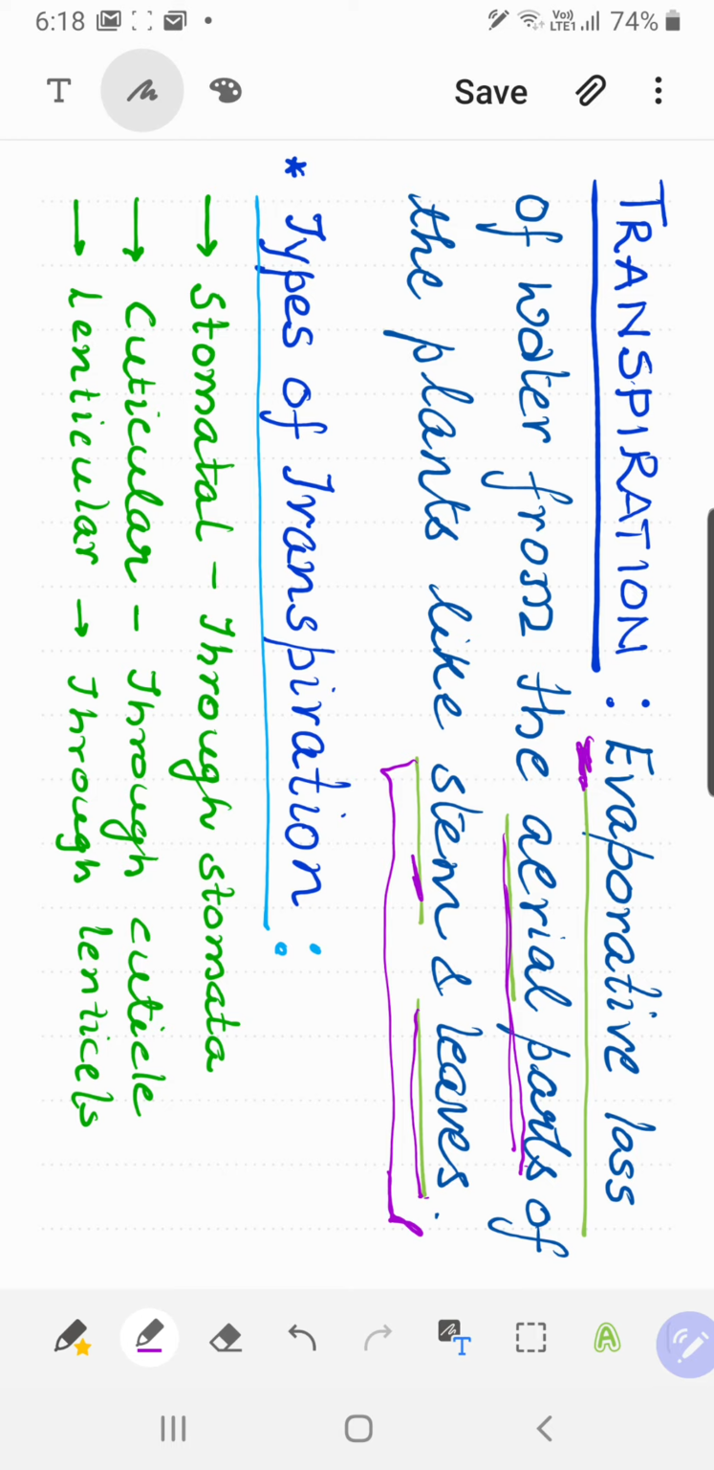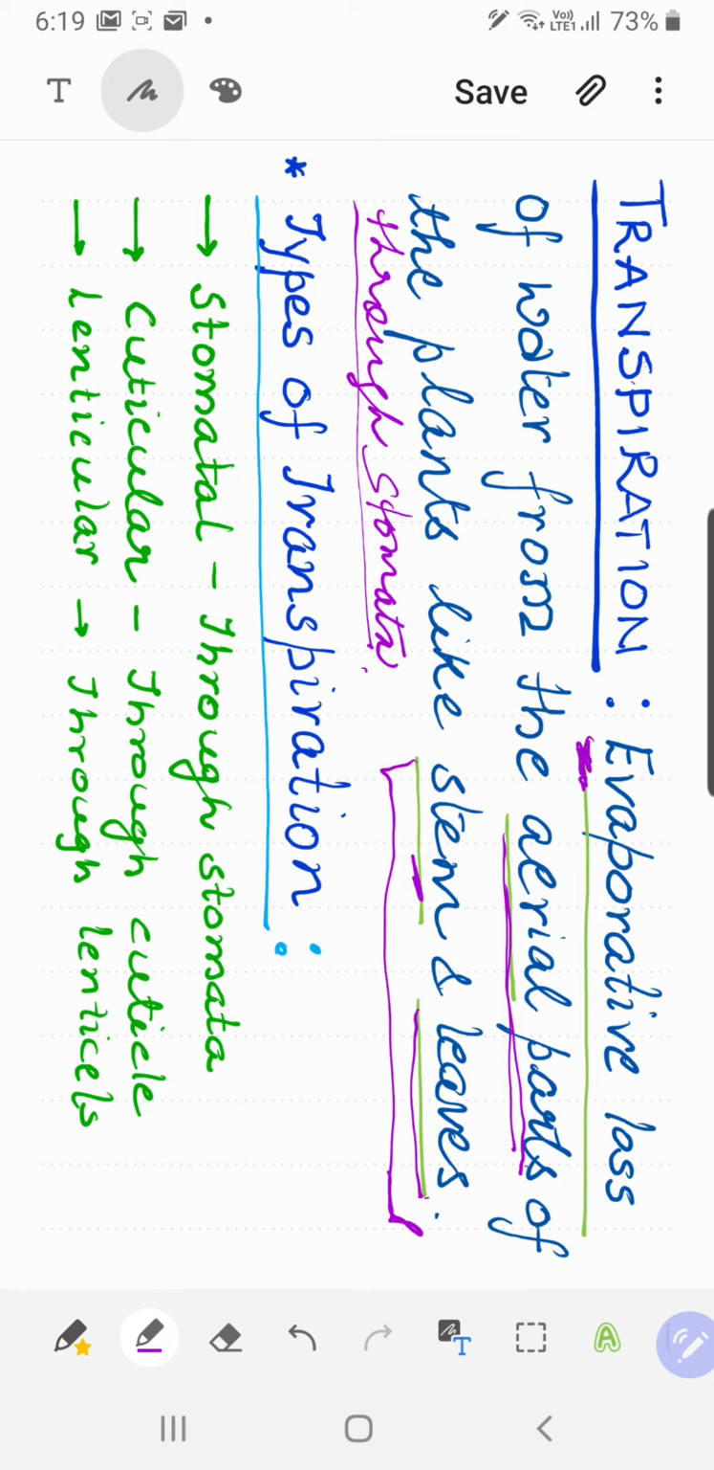Just missing these keywords would lead to loss in the marks. Evaporative loss of water from the aerial parts of the plants like stem and leaves. You may make it more perfect if you write evaporative loss of water from the aerial parts of the plants like stem and leaves through stomata. This will be nearer to perfection, but this is optional. Otherwise, just remember whatever I have told you.